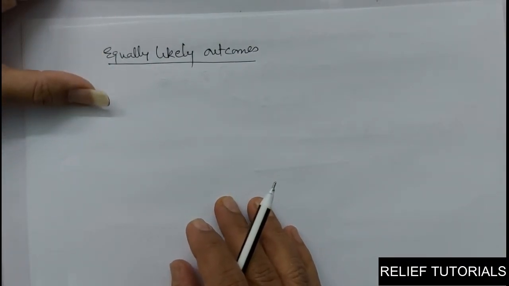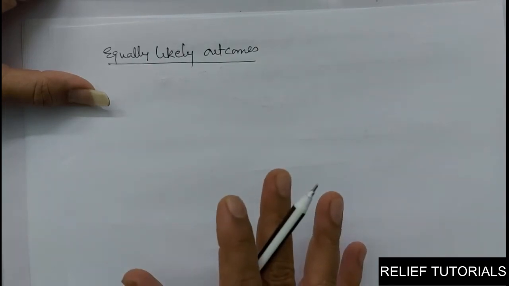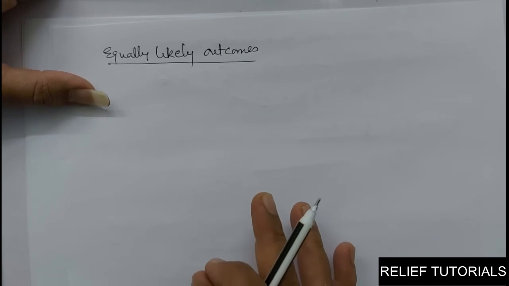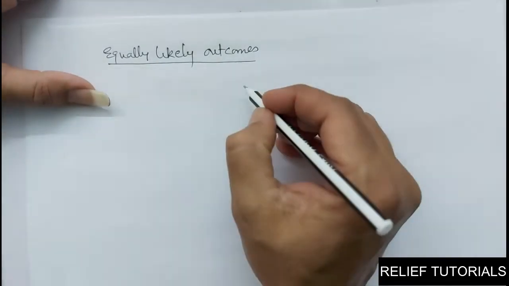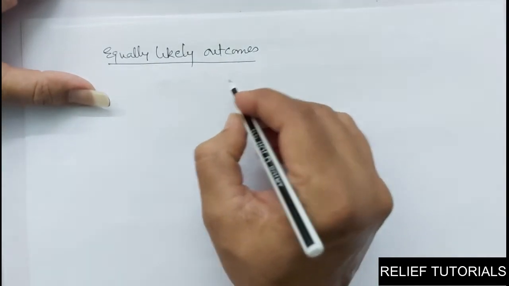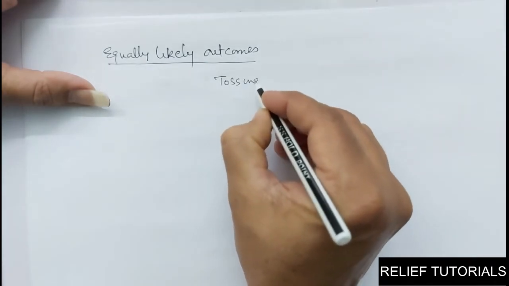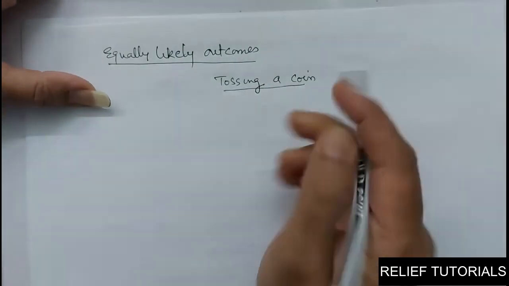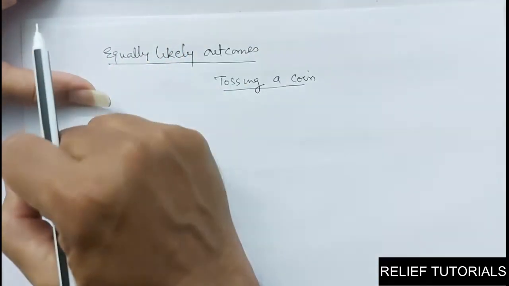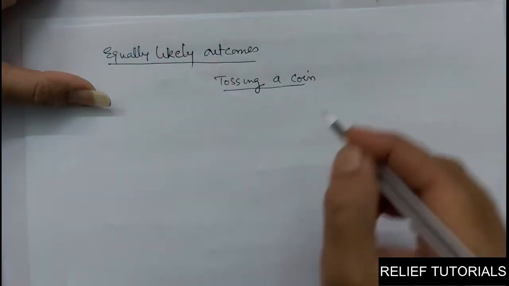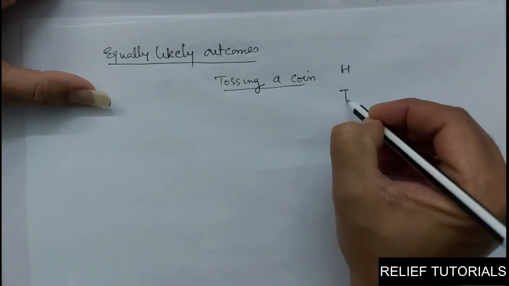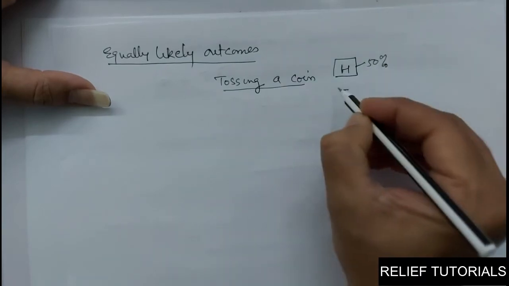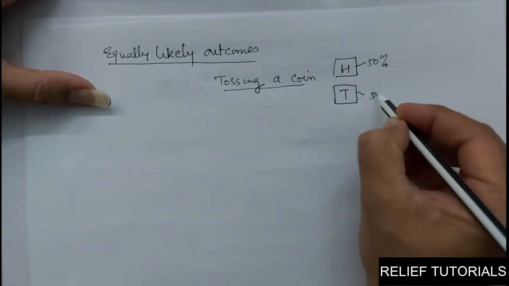See, the outcomes of a random experiment are said to be equally likely when each outcome is as likely to occur as the other. For example, if you conduct a random experiment of tossing a coin, what are the possible outcomes you will get? Head or tail. The chance of getting head is 50%, and the chance of getting tail is also 50%.